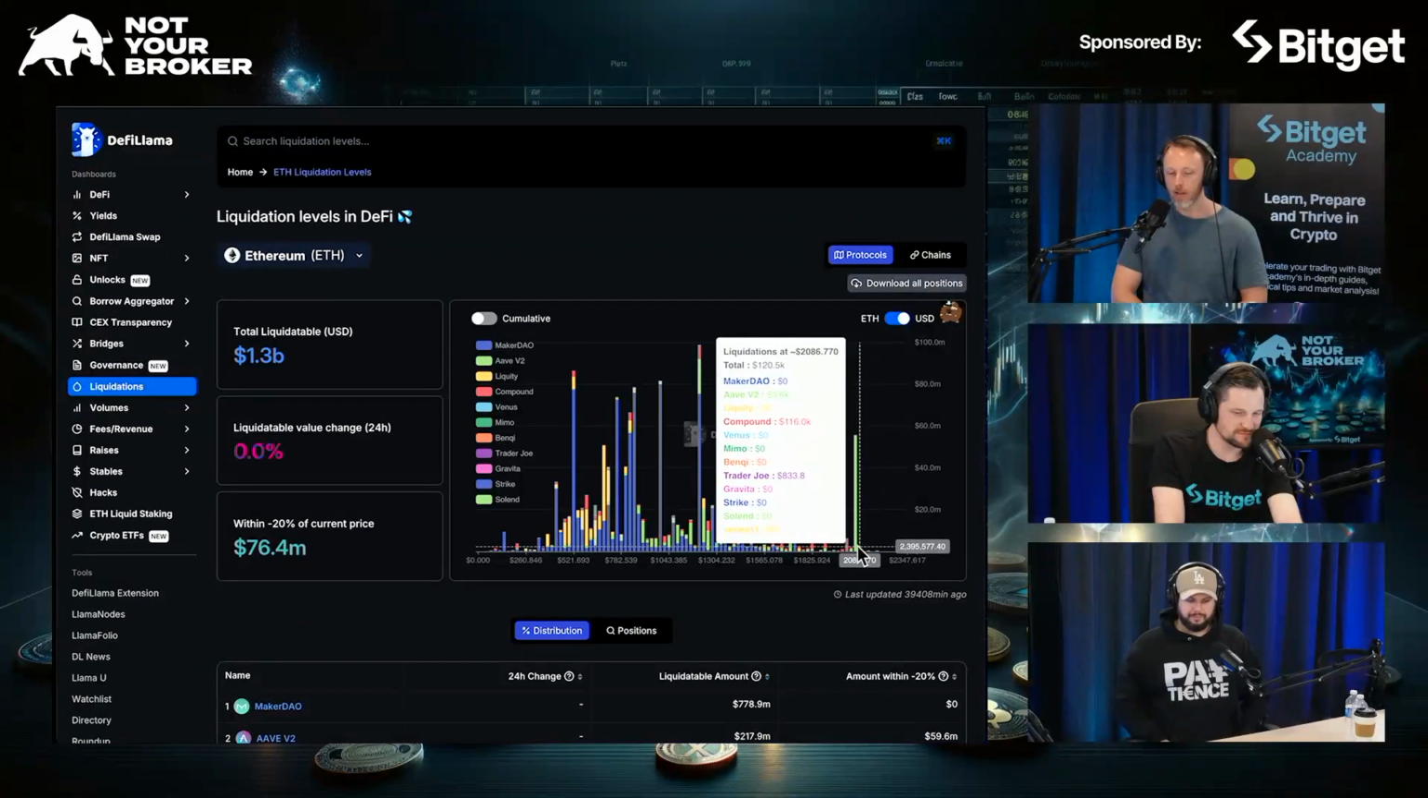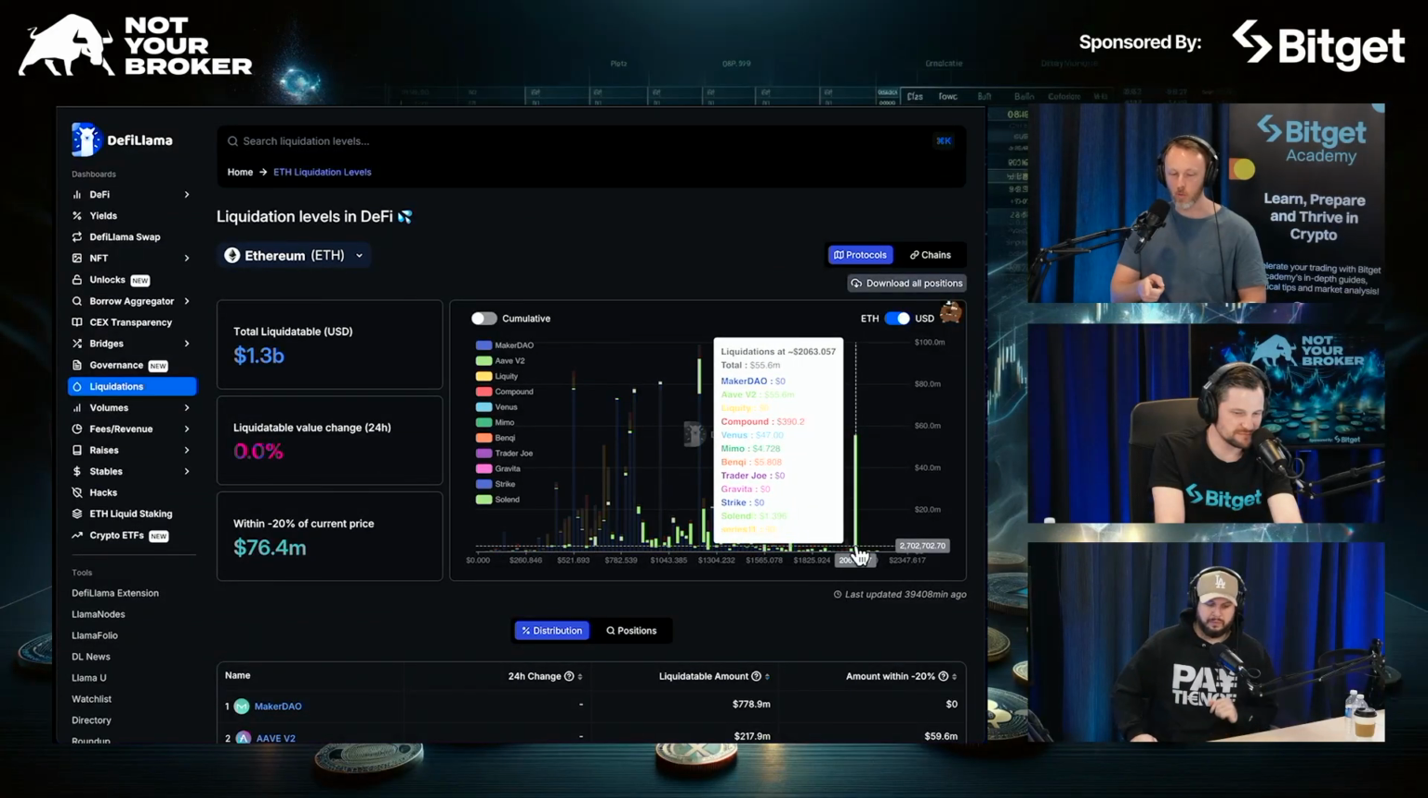One of the cool innovations of Curve, once again, they just released this a few months ago, is their stablecoin, Curve USD.